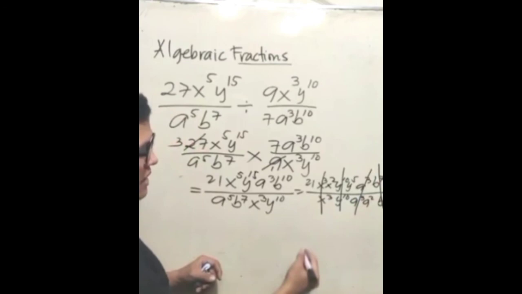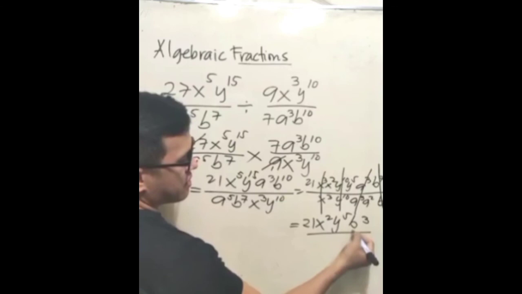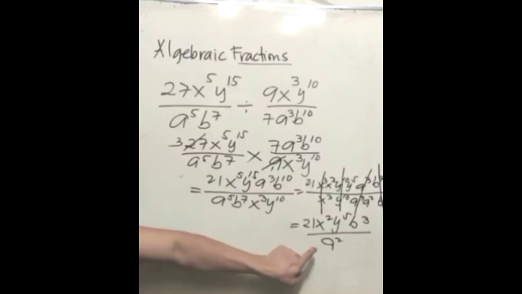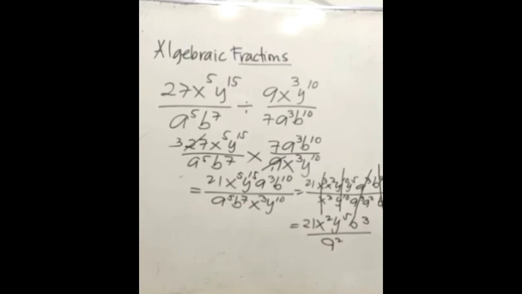So, ano yung mga natira? We have 21, and then x2, and then y5, and then b3, over a2 lang, or a squared. Okay? So, this is the final answer. This is now the final answer. Nakuha po ba? Nakuha po ba? Nakuha po ba nila? Did I explain it well?